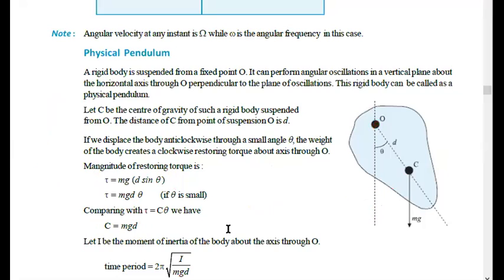Now tell me, what is the change here? Here the I is considered from this point O. But for any physical system, you have to use the parallel axis theorem. I hope all of you remember the parallel axis theorem. So this I is equal to I_C, which is I about the center of mass, plus md square. That's the only thing we have to consider. Agree? Concept clear?